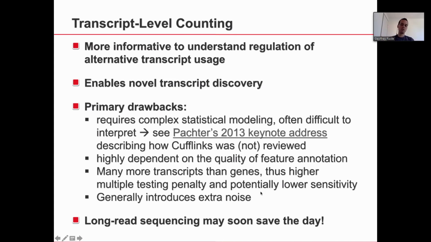The good news here is that there are new types of sequencers coming out, for example, from Pacific Biosciences, that allow us to sequence kilobases of reads. So we can actually sequence the entire transcript now. And then we don't have to worry about this issue with the short read sequencers like Illumina, where we have a lot of multi-mapping reads. It's still too expensive to do this routinely, but the prices are dropping fairly rapidly.